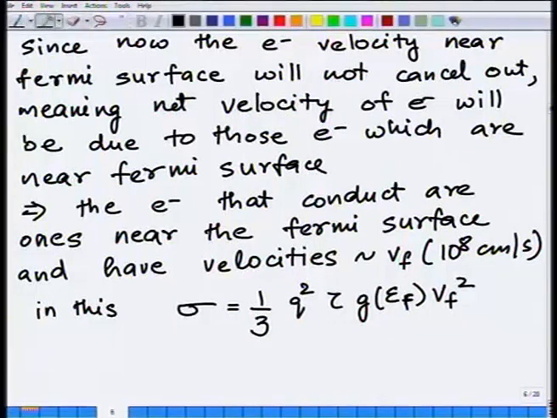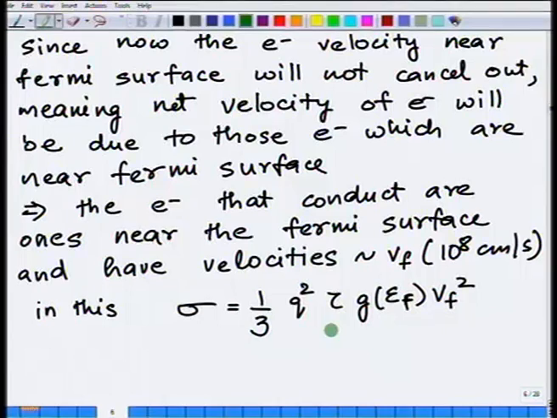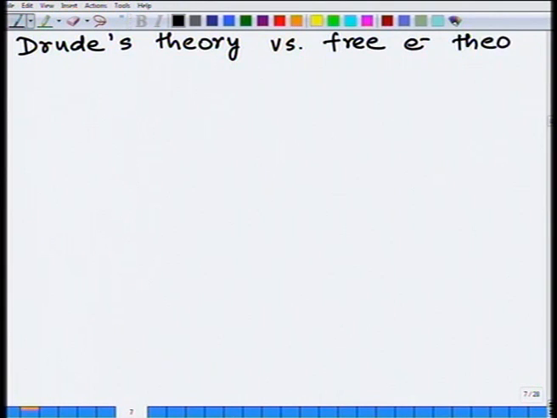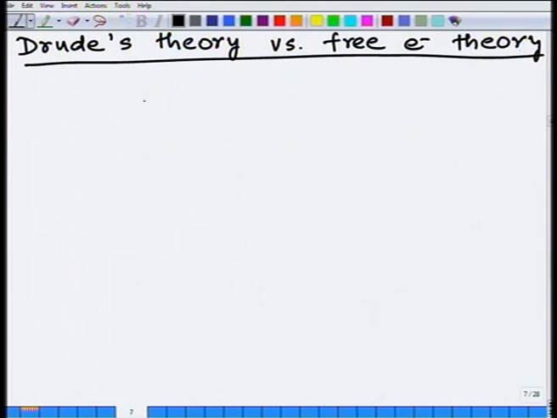Now, there is a time to take stock of what has happened. Let us analyze what we have gained so far and where the problem continues to be. So, let us first start looking at what we have gained. Drude's theory versus free electron theory. Let us do this first. What have we gained by doing this free electron theory?